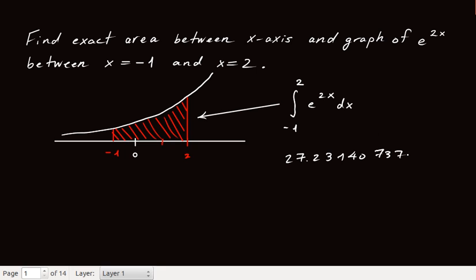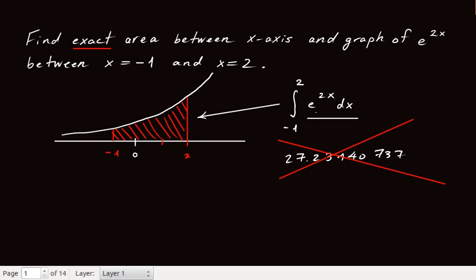27.23140130737. Okay, that's wrong. Absolutely wrong. Why? Because here we're asked to find the exact area, and your calculator only computes Riemann sums. It only finds an approximation of the area. We want the exact area, so we're going to have to do this by hand. We're going to have to compute this integral.